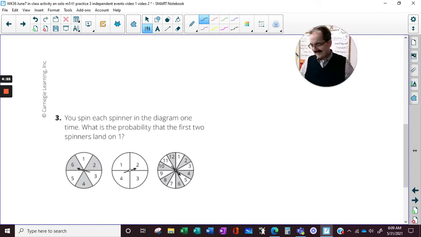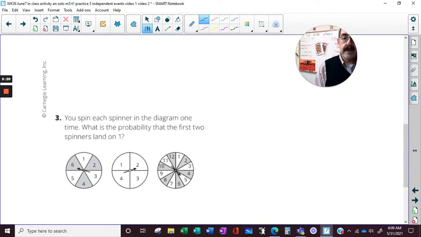Alright, welcome back. This is nothing different than the dice. Remember the dice problem? What's the probability of rolling a 5 on the yellow? 1 out of 6. What's the probability of rolling a 1 on the orange? 1 out of 6. 1 out of 6 times 1 out of 6 is 1 out of 36. You can look around the room, you see those charts. Mr. Miller has that chart of dice.